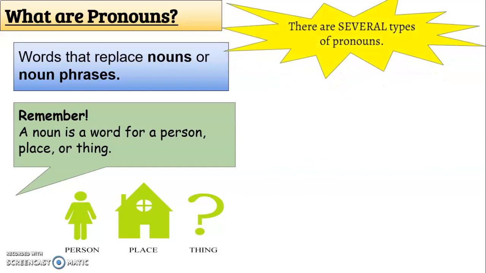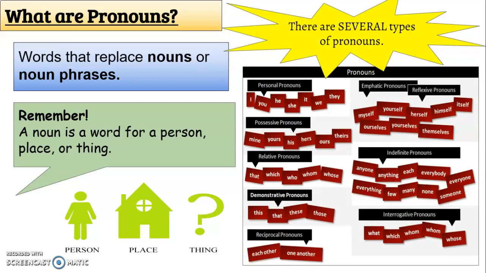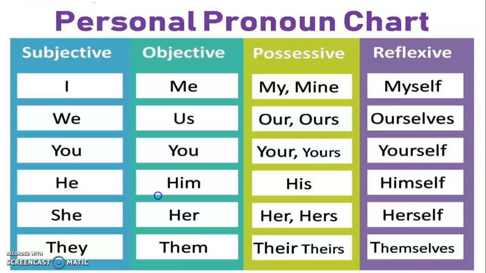There are several types of pronouns, and here's this whole list here. Don't worry if you're stressed. We're not going to focus on all of them. Those are for later lectures. But for today, we're going to look at personal pronouns. Personal pronouns can be further categorized into subjective, objective, possessive, and reflexive pronouns.